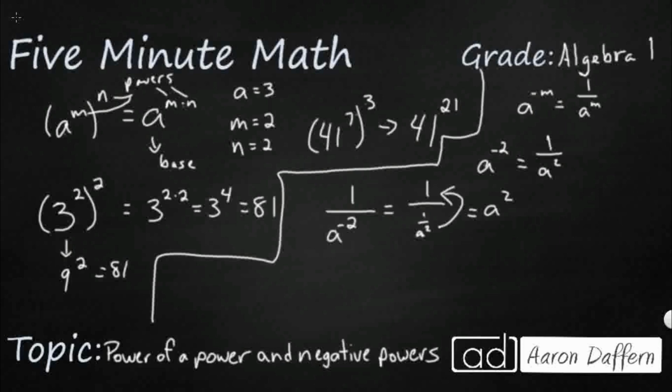We can simplify this, and we can practice if we want to. Let's say a equals 2. Then 1 over 2 squared is going to be 1/4. But if I say 1 over 2 to the negative 2 power, that's going to end up being 4.